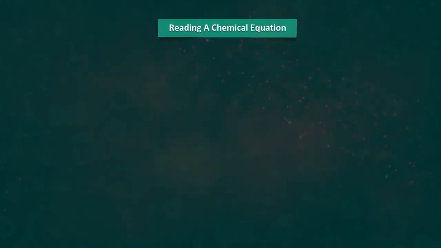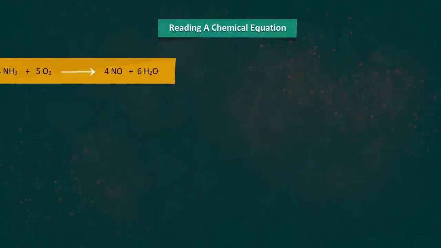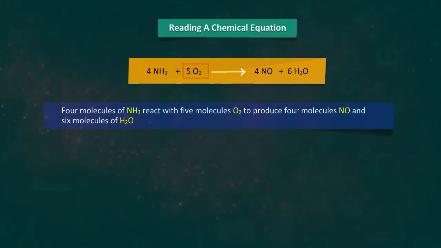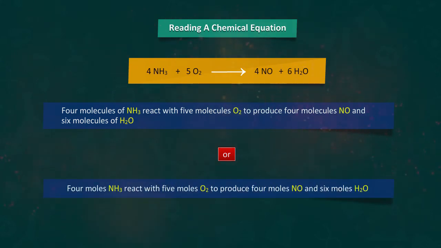Let's understand reading a chemical equation. 4 molecules of ammonia react with 5 molecules of oxygen to produce 4 molecules of nitrogen oxide and 6 molecules of water. 4 moles of ammonia react with 5 moles of oxygen to produce 4 moles of nitrogen oxide and 6 moles of water.